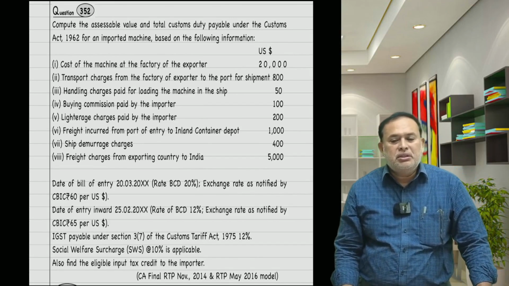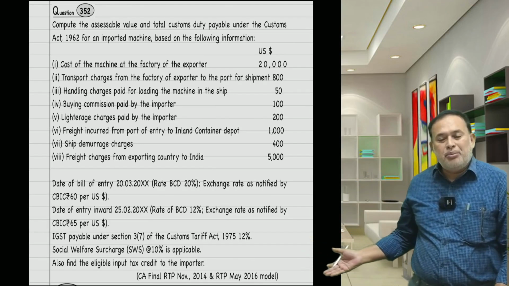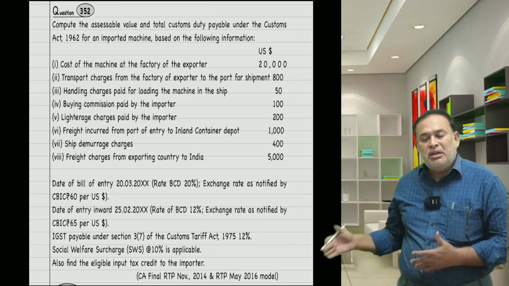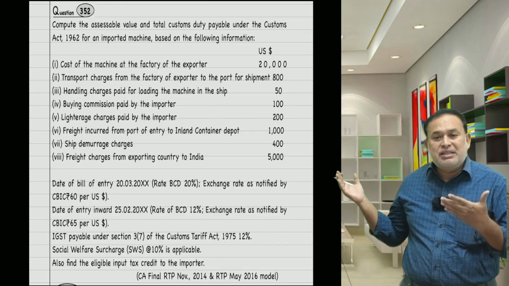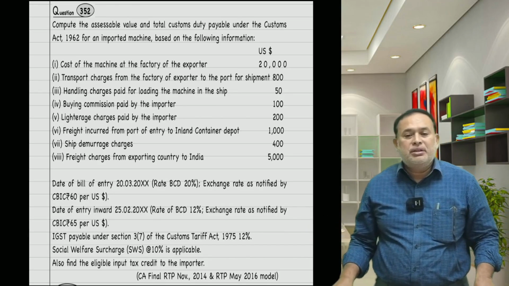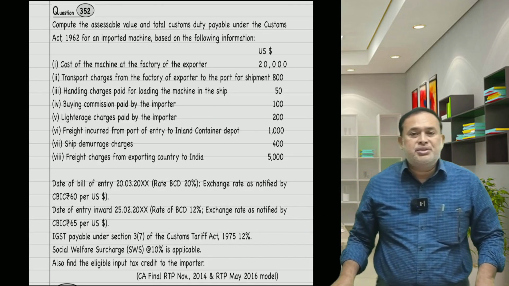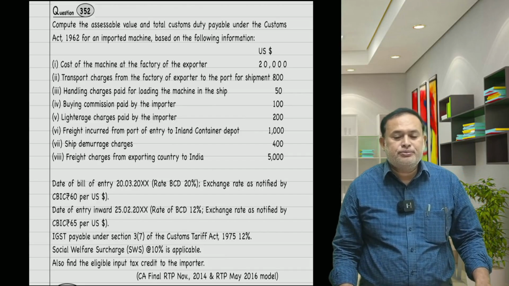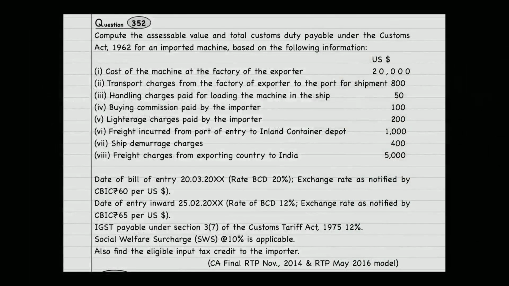See, so many times it appeared in the examination. RTP also so many times appeared. It is an examination question, my dear friends. I am now going to consider this for reading. Reading as follows. Compute the assessable value and total customs duty payable under the Customs Act 1962 for an imported machine based on the following information.